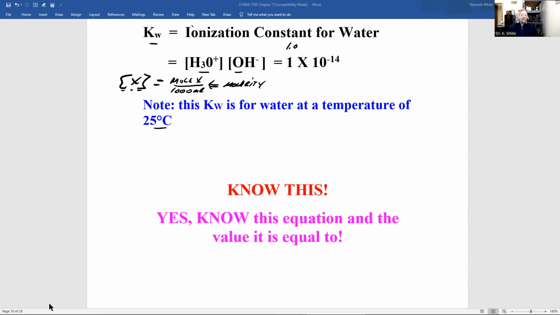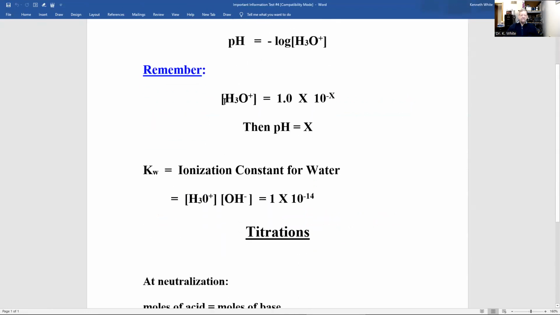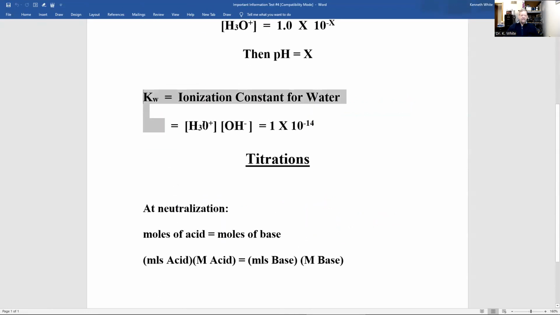And if you look at test 4, important information, you'll see I give you this right here. So that's something in the past, and this should be changed to 1.0, but it really doesn't matter. Anyways, this will be given to you. In the past, you'd have to memorize this.